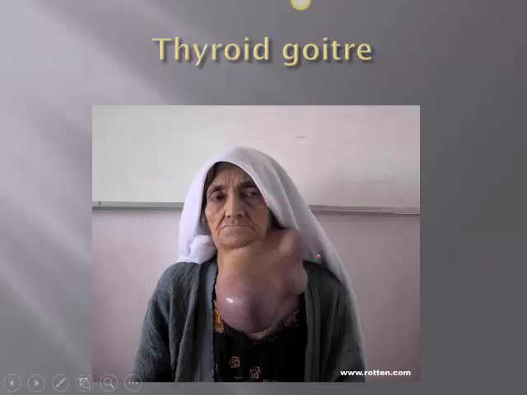This is showing you a picture of a lady who has goiter. And goiter is usually when there is hypothyroidism. Because whenever there is hypothyroidism, that means the levels of T3 and T4 are less. What will happen? TSH levels will be high. So T3, T4 is less, so that negative feedback will not work. So TSH levels will be high.